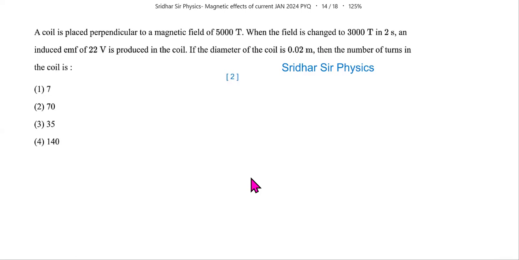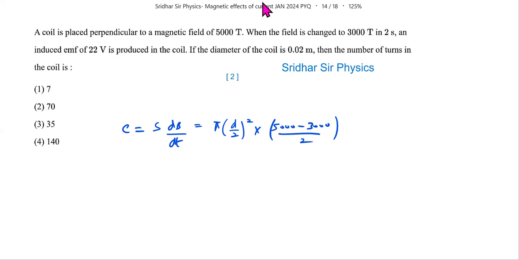This is the motion EMF formula: E equals dB by dt. EMF induced when the field is changed to 3000 Tesla in 2 seconds. What is the number of turns in the coil if the diameter of the coil is given? Area will be pi (d by 2) whole square. How much is the magnetic field changing? It was 5000 before, now it becomes 3000, in 2 seconds.